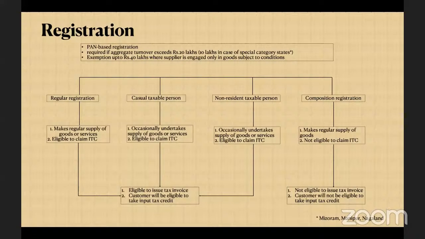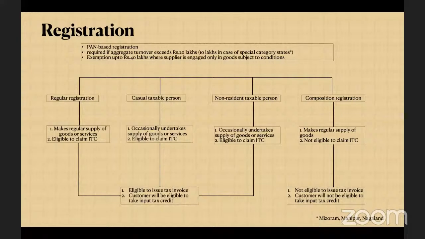So let's continue that example. Mr. A has come to the factory to repair that machinery. Since his turnover in Gujarat already exceeds 20 lakhs, and he is supplying goods and services from the state of Karnataka, he is liable to take registration in Karnataka. If he takes a regular registration, he will have to file monthly returns. He will have to make tax payments on a monthly or quarterly basis depending upon turnover.